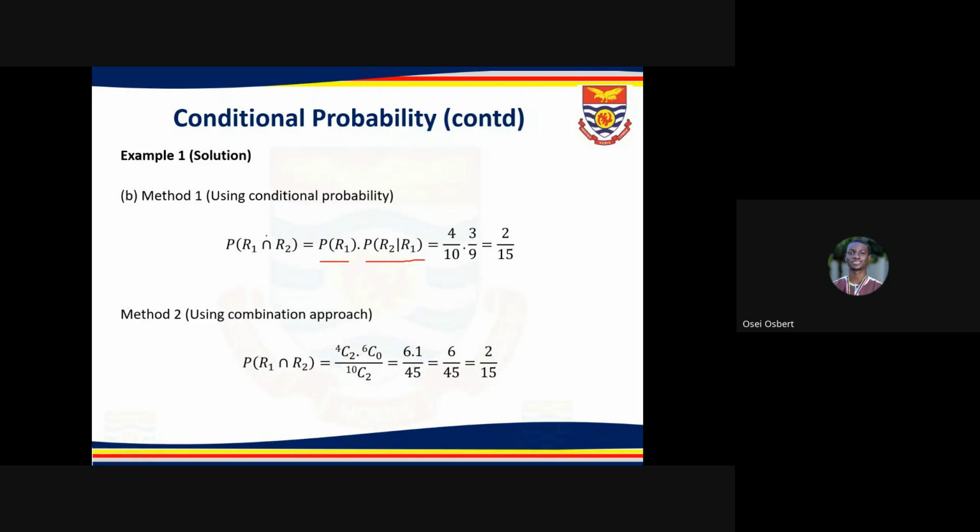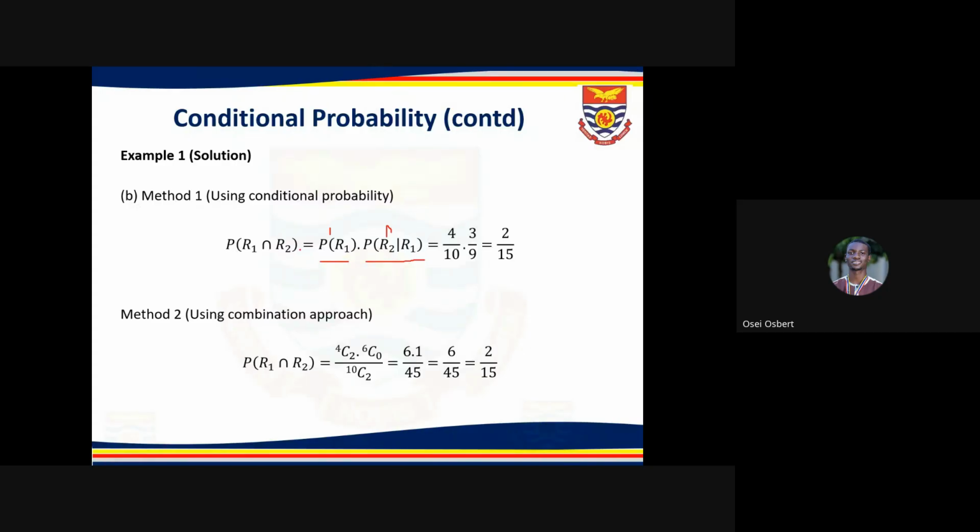So this is just for the second draw, while this is for the first draw. So we have it as 4 on 10 times 3 on 9, and the answer is 4 times 3 over 90, which is 2 on 15.